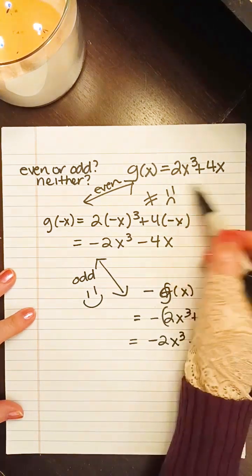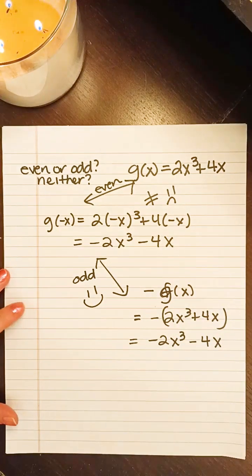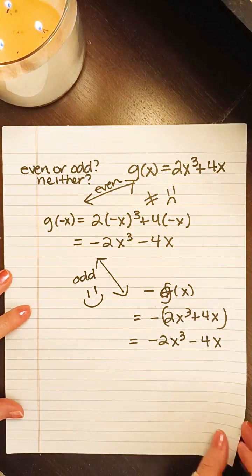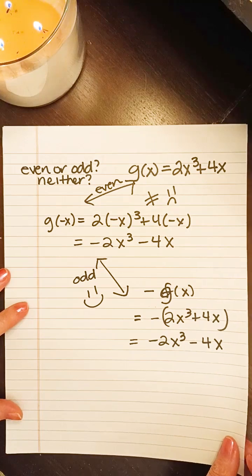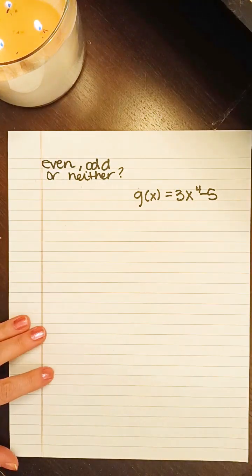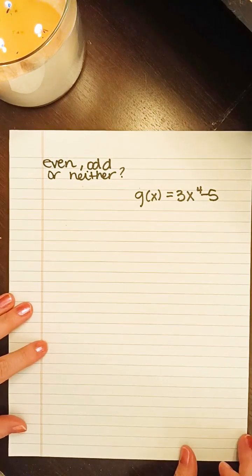So g of x is an odd function. Okay, so that is all we do. Let's try this one.